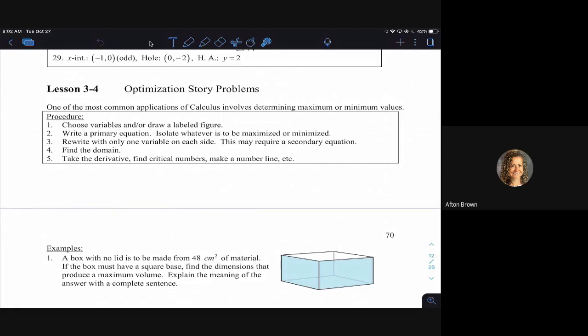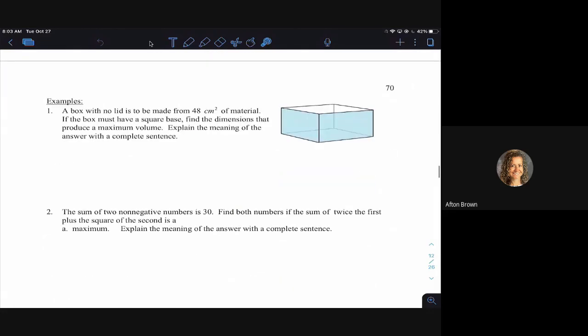Or I could say, I want you to make a box. I want the volume of the box to be as big as possible, but I want you to use the least amount of material. So you have something that you're trying to maximize and then some constraints, something that you have to follow. So they usually come down to you have to have 2 equations, and then you're going to combine your 2 equations and take the derivative.